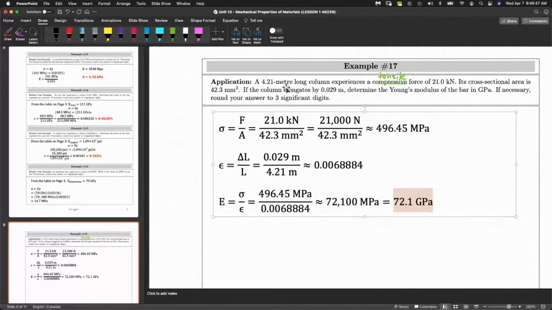This material, whatever it is, has a Young's modulus of 72.1 gigapascals. So a very stiff material. Usually when you see Young's moduli, the plural for modulus is moduli, that are in the gigapascal range, they are definitely super stiff materials.